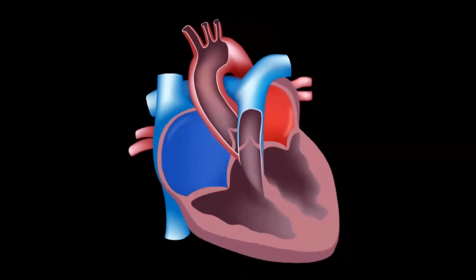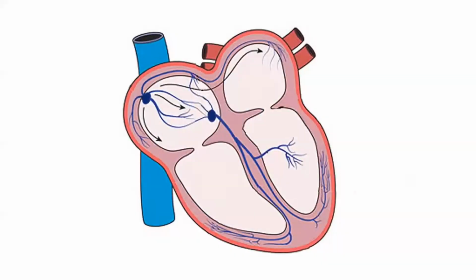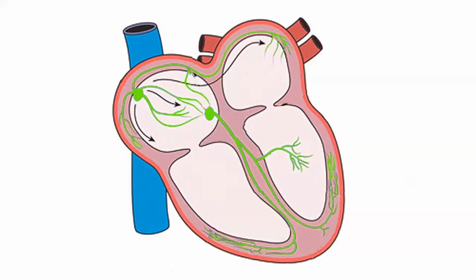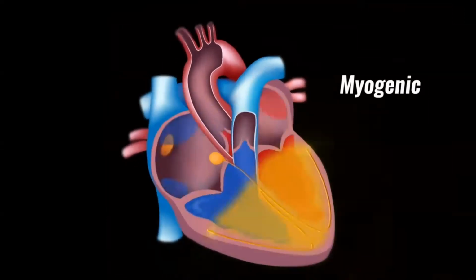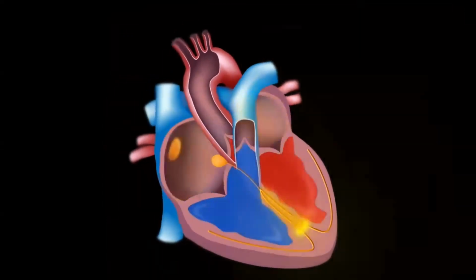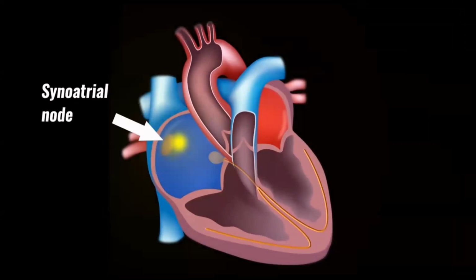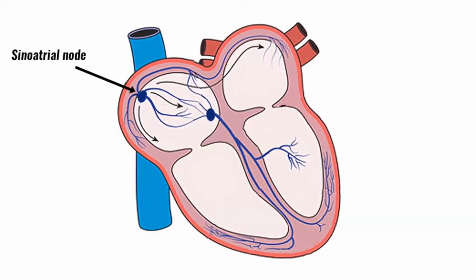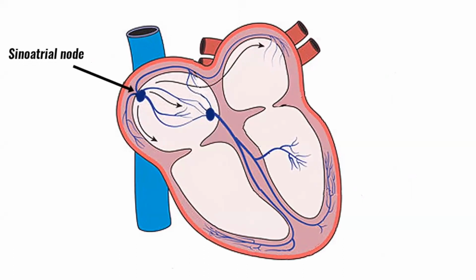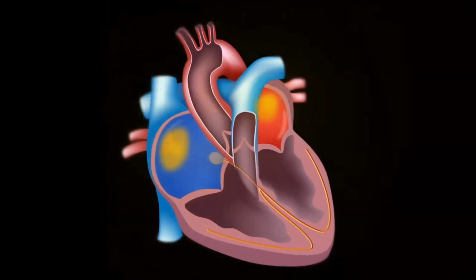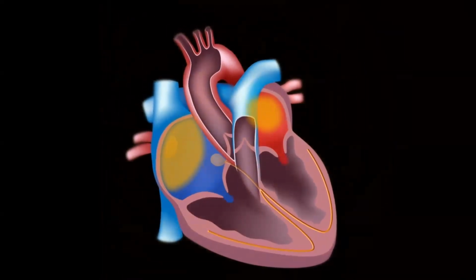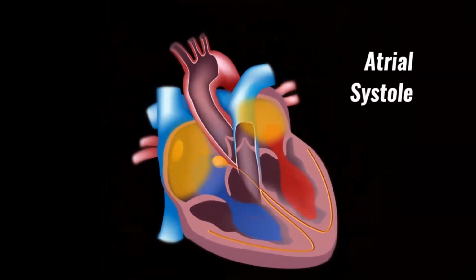The heart is unique in that it never tires and is able to generate its own electrical impulses without the need for stimulation from the central nervous system. The heart is said to be myogenic, meaning it is able to generate its own impulses. These impulses are initiated at the sinoatrial node, or SA node, often referred to as the heart's pacemaker. The SA node is a small mass of specialized muscle tissue found in the right atrial wall. When an electrical impulse is initiated, it sends a wave of excitation through the atria, causing the heart to contract. This is known as atrial systole.